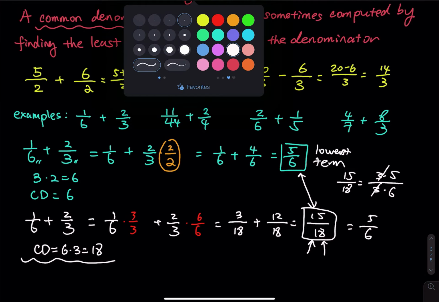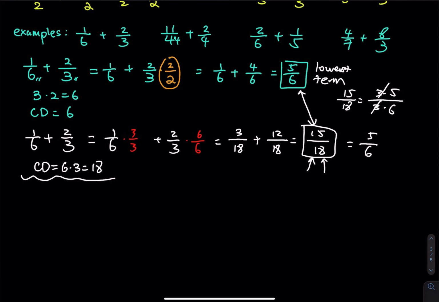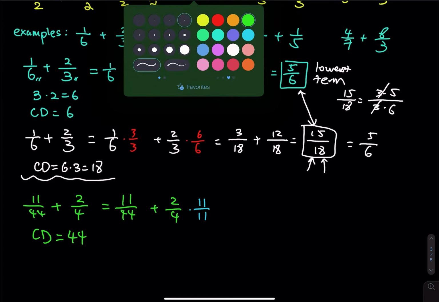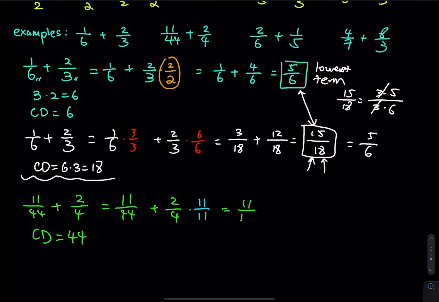Okay, so let's take care of the next one. The next one is 11 over 44 plus 2 over 4. This one, if you multiply the 44 and 4, you are going to get a huge common denominator. Since 44 is a multiple of 4, I will just let the common denominator be 44. So the 11 over 44 is already in the common denominator, not going to touch that at all. And then the 2 over 4, I will just multiply the top and bottom by 11, because 4 times 11 is equal to 44.